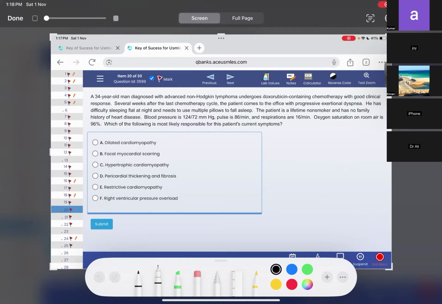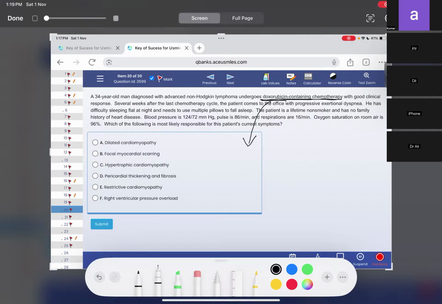So the patient is taking doxorubicin, which is cardiotoxic. For this chemotherapy drug, which type of heart toxicity usually happens? This drug can cause what? Dilated cardiomyopathy. Excellent.